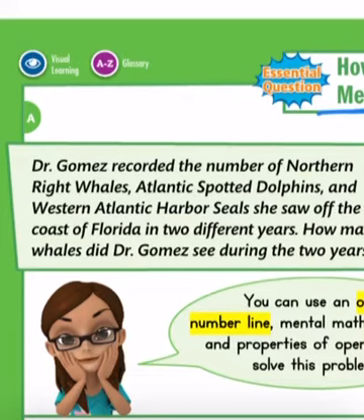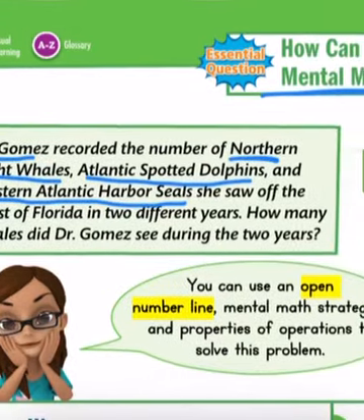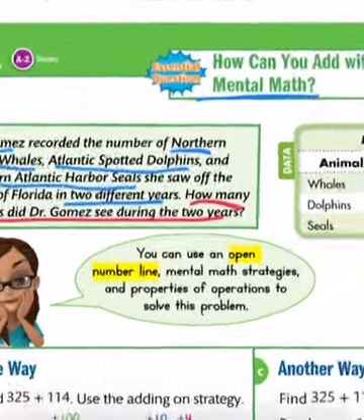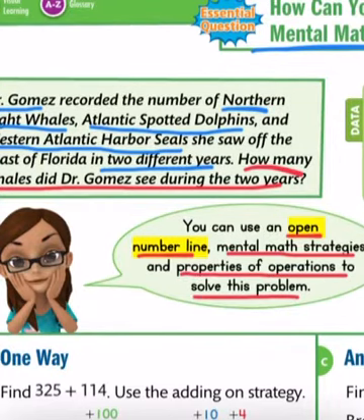Dr. Gomez recorded the number of northern right whales, Atlantic spotted whales, and western Atlantic harbor seals she saw off the coast of Florida in 2 different years. And then the big question, how many whales did Dr. Gomez see during the 2 years? And our little friend here says you can use an open number line, mental math strategies, and properties of operations to solve this problem.